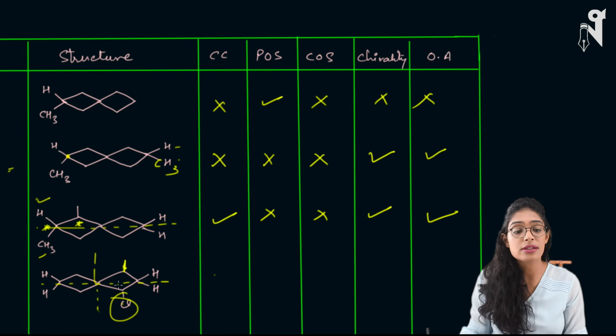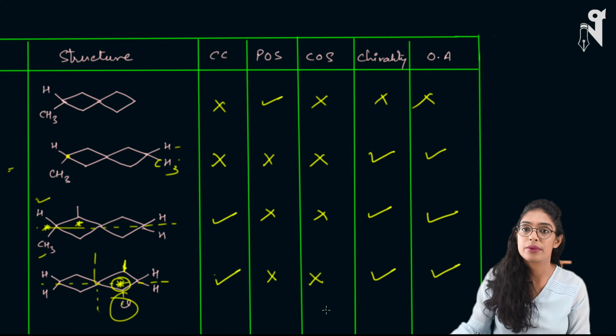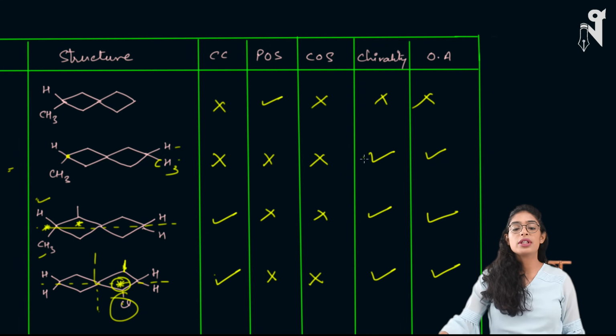Do we have chiral centers? Yes, we do. This carbon where the chlorine is present is the chiral center. So chiral center is there. POS is not there, COS is not there, chirality is there, optical activity is there. Okay, so here we are done with these questions also.